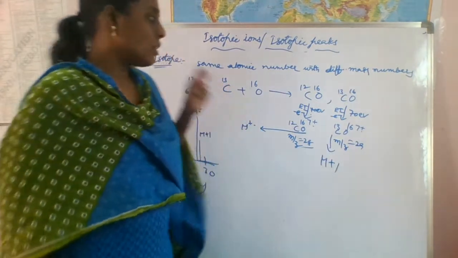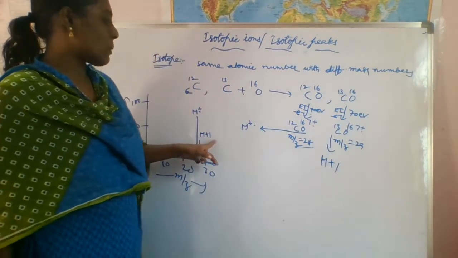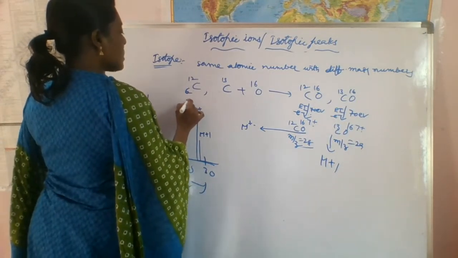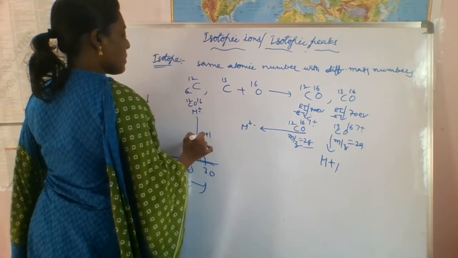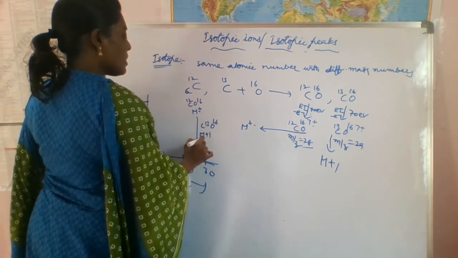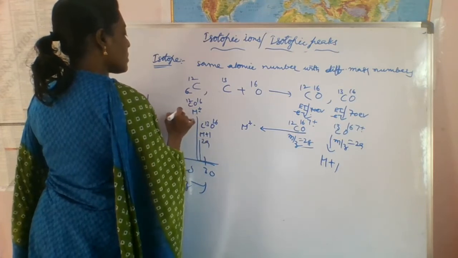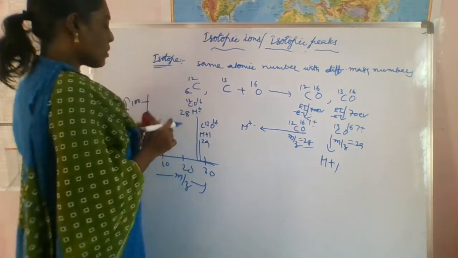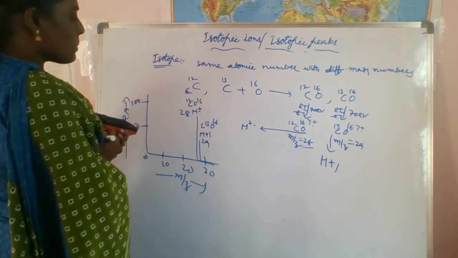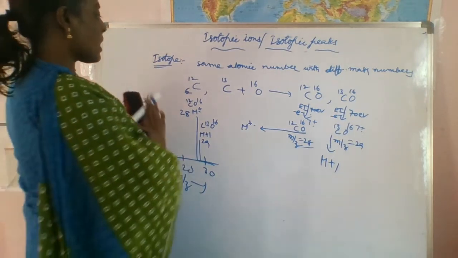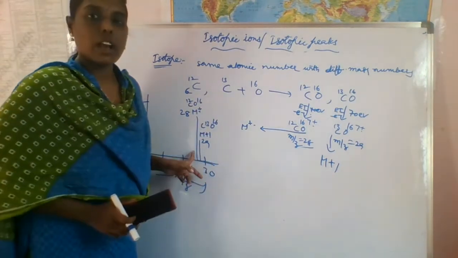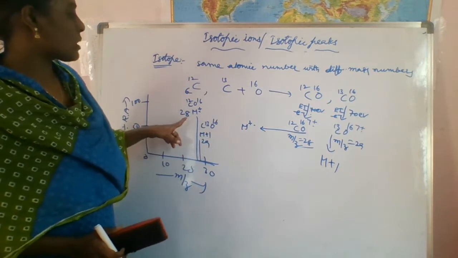That is why we call it M+1. What is the m/z value here? This peak is for C12O16 and this peak is for C13O16, that is 28 and 29. So what is the position of the isotopic peak? The M+1 peak is present on the right side of the molecular ion peak. Please note this.